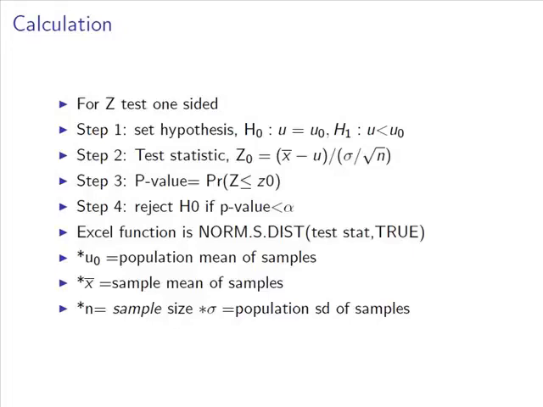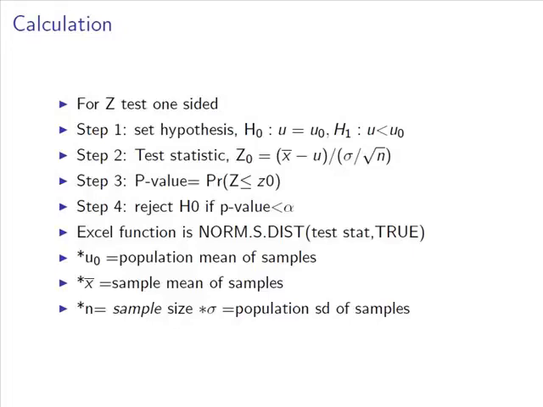For z-test with one side, step 1 is that we need to set the hypothesis, that is null hypothesis and alternative hypothesis. Then step 2 is calculate the test statistic z0, which is equal to x bar minus mu over sigma over root n. After that, step 3 is calculate the p-value, which is equal to the probability of z smaller than z0. Finally, reject the null hypothesis if p-value smaller than alpha. And the Excel function is NORM.S.DIST.